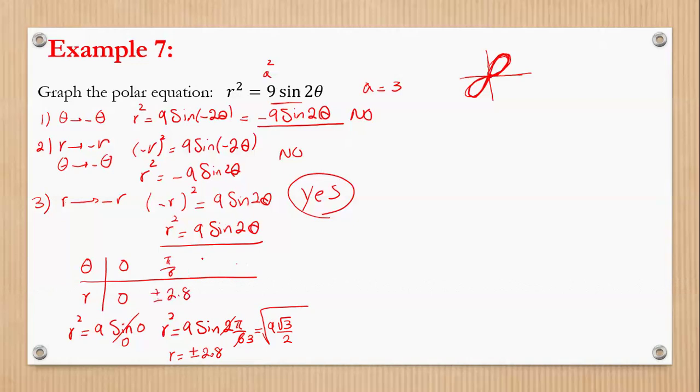If I replace theta by, let's see, pi over 4, I get r squared equals 9 sine of 2 pi over 4. I can cancel 2 by 4 and I get pi over 2. And I know the sine of pi over 2 is just 1, and 9 times 1 is just 9. If I take the square root of both sides, r should be equal to plus or minus 3. Now I can graph the equation.